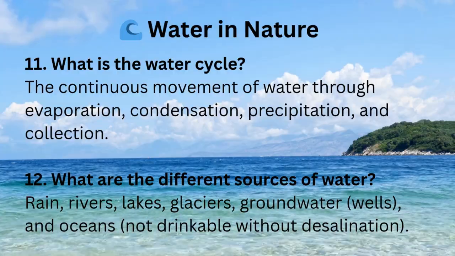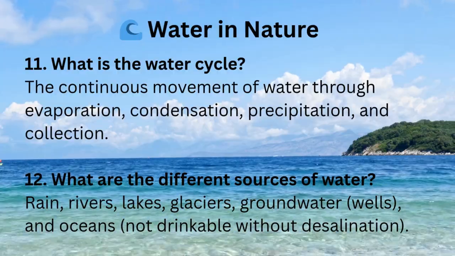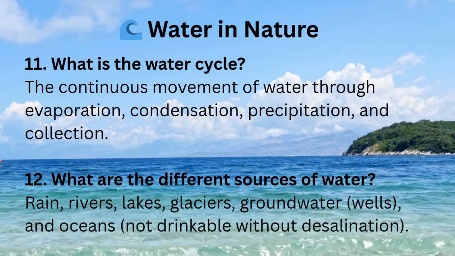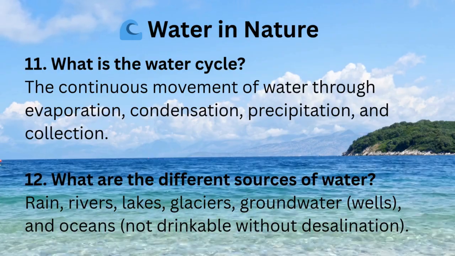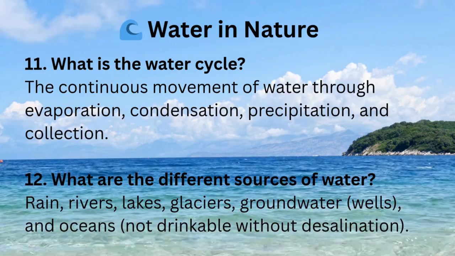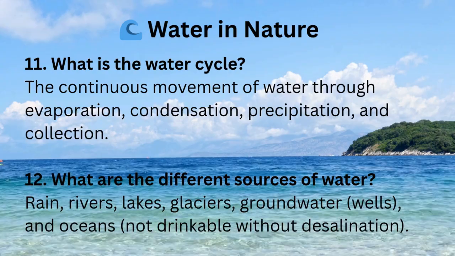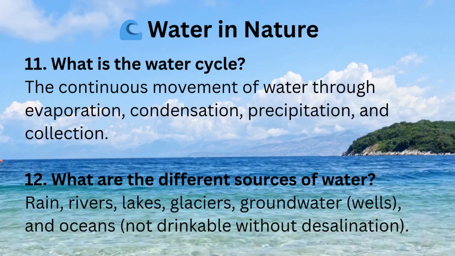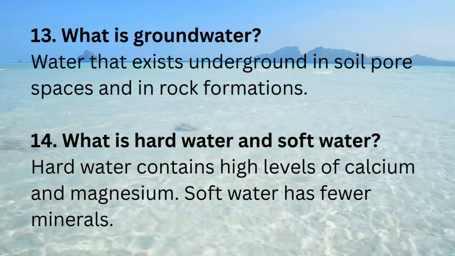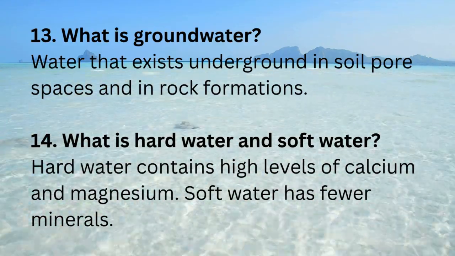Water in nature. 11. What is the water cycle? The continuous movement of water through evaporation, condensation, precipitation, and collection. 12. What are the different sources of water? Rain, rivers, lakes, glaciers, groundwater, wells, and oceans, not drinkable without desalination. 13. What is groundwater? Water that exists underground in soil pore spaces and in rock formations.